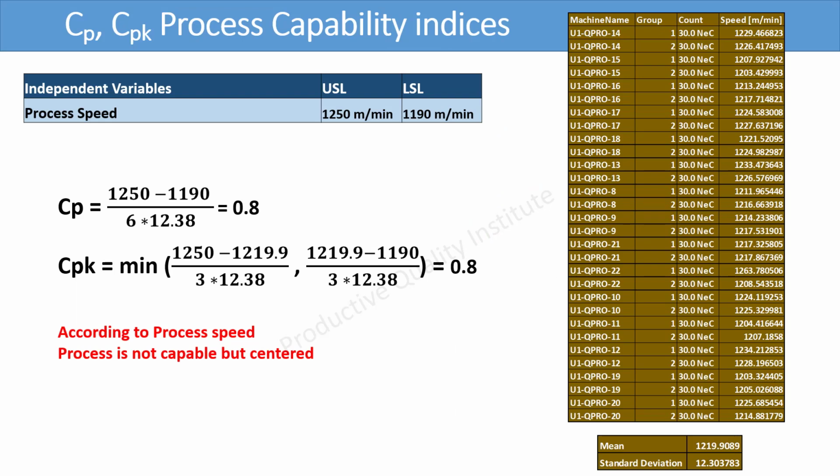The table shows the collected data for process speed, in addition to the USL of 1,250 meters per minute and LSL of 1,190 meters per minute. Meanwhile, it shows the calculated mean value and standard deviation. The Cp is equal to 0.8, and also Cpk is equal to 0.8. According to process speed, the process is not capable, but centered.